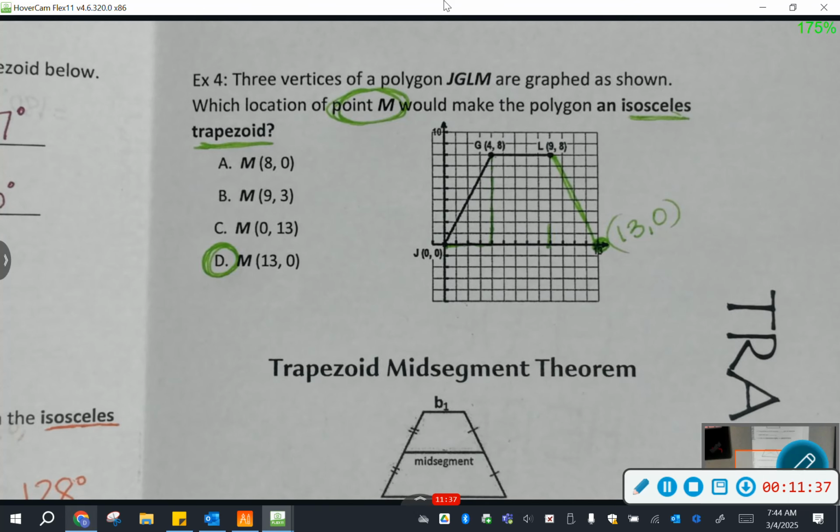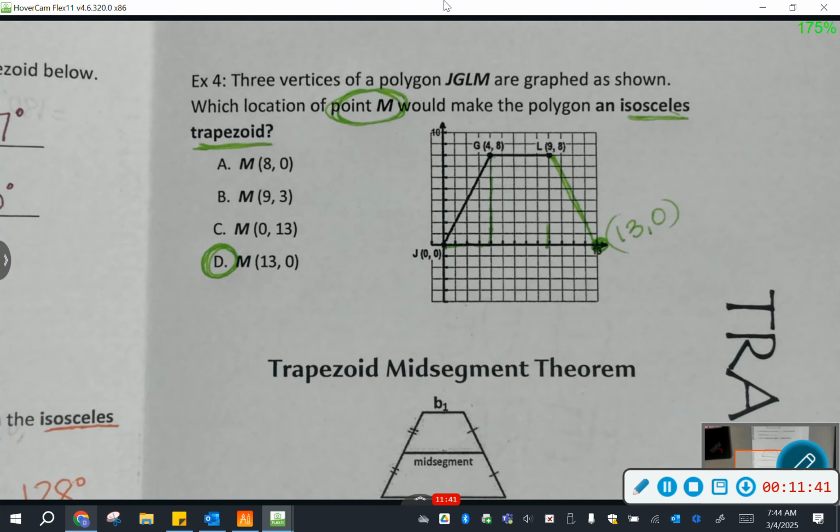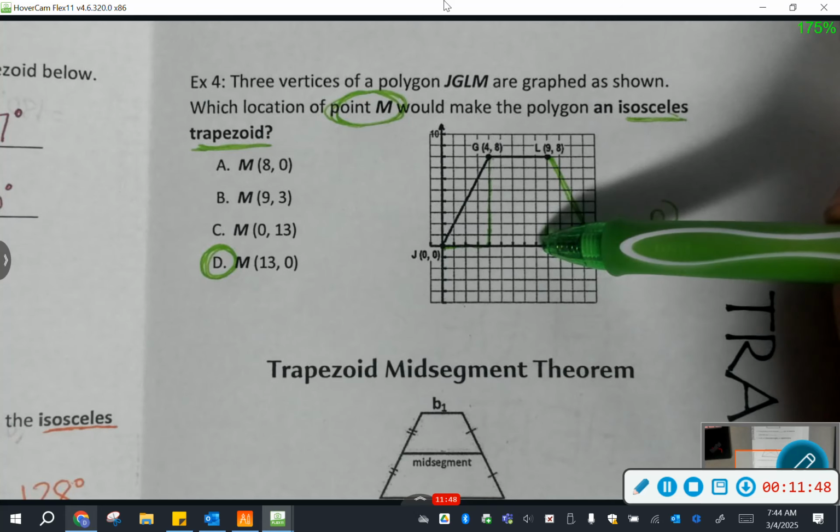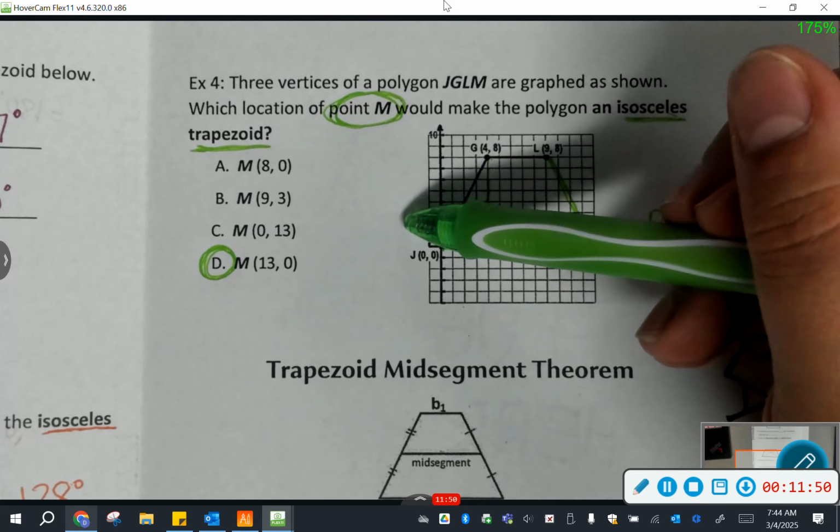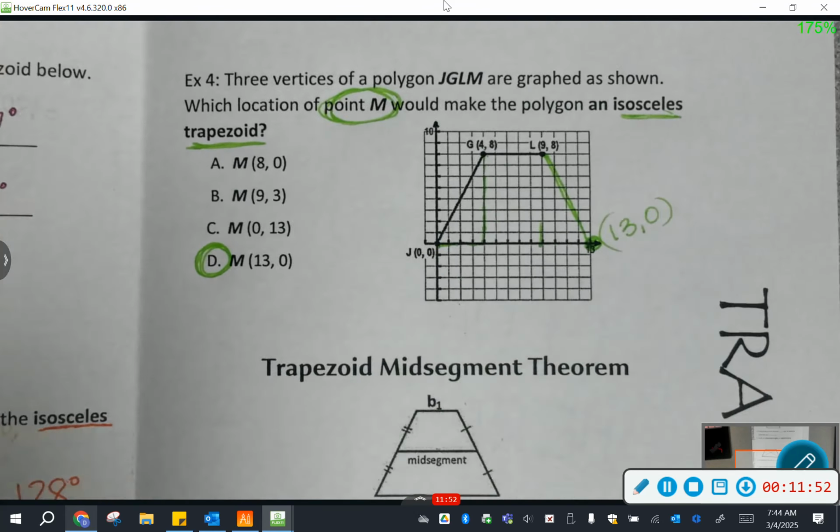What if it had asked me to make a right trapezoid? What would you have done to make a right trapezoid? To make it 90 degrees? You would just go straight down. If it said you can go straight down, and that would make a right trapezoid. All right?